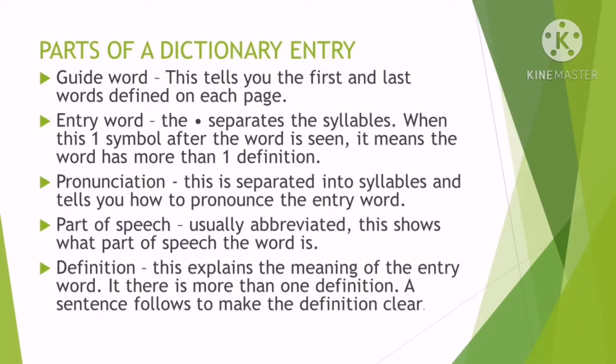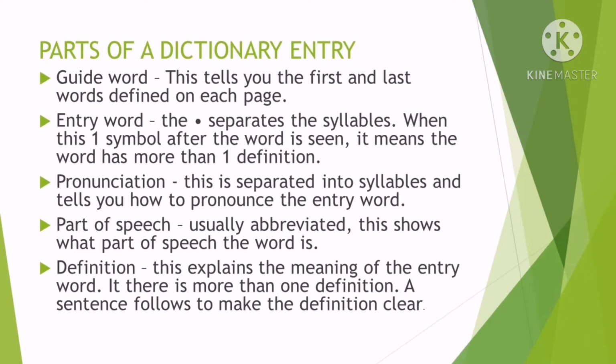Let's study more on this. We have the parts of a dictionary entry. The first one is the guide words. The guide words tell us the first and the last words being defined on each page of a dictionary. The second one is the entry word. The entry word is basically the word being defined. Sometimes it is separated with a dot to tell us the number of syllables of that particular word.